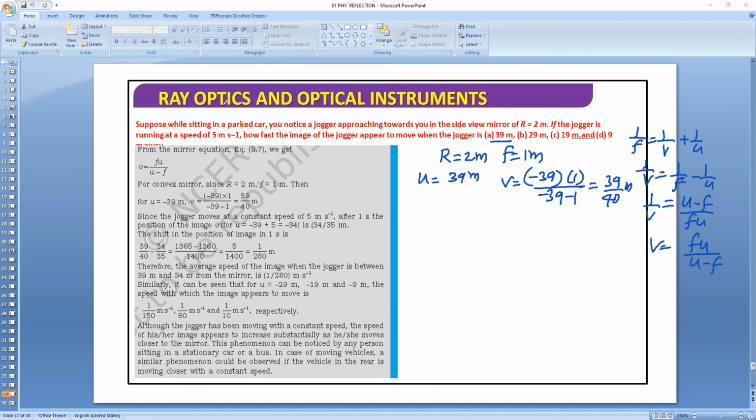Now, the jogger is moving with the speed of 5 meters per second, so after 1 second we take the new position. Now 39 by 40 minus 34 by 35. If you do that, then you will get 1 by 280 meters. In the same way, do it for object distances 29 meters, 19 meters, and 9 meters.